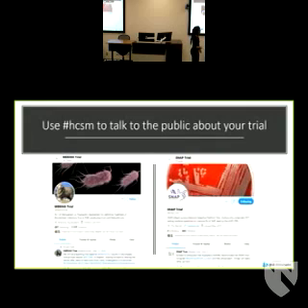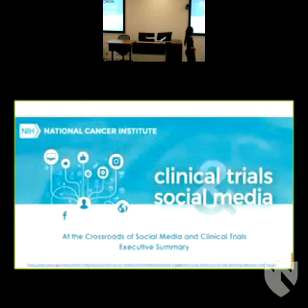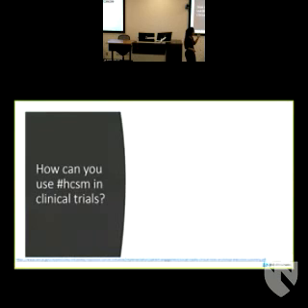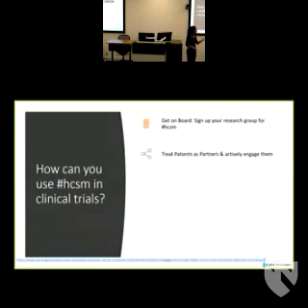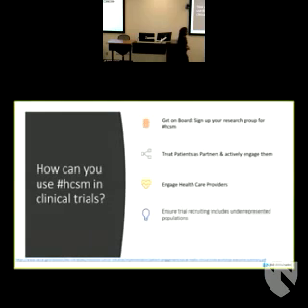This was really helpful. And this is an example of a new trial that's going to be starting, the SNAP trial. There's a lot of opportunities to use it in clinical trials. You can sign up your research group, treat patients as partners, and so actively engage them, and engage healthcare providers using social media as well. And then using social media, you can ensure that you're targeting certain groups and that you may be able to get more diversity of underrepresented populations in your clinical trials, which we know is a really big problem at this point. And then communication about your trial using social media.